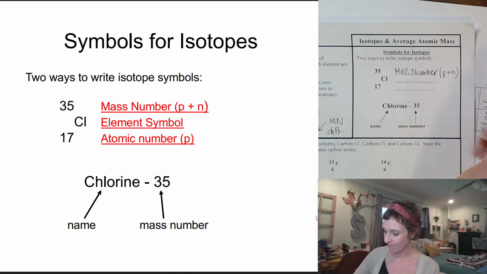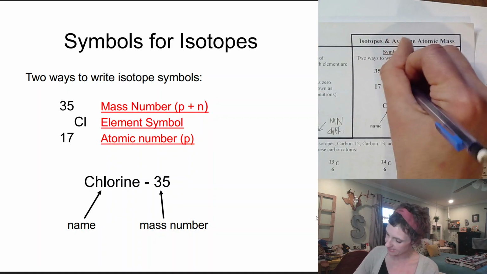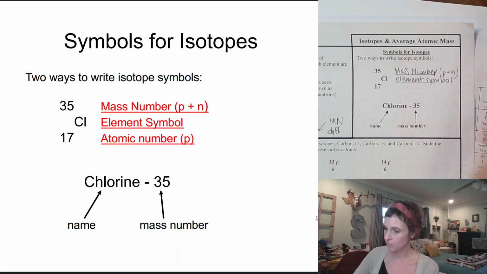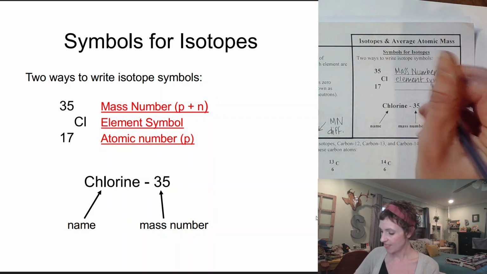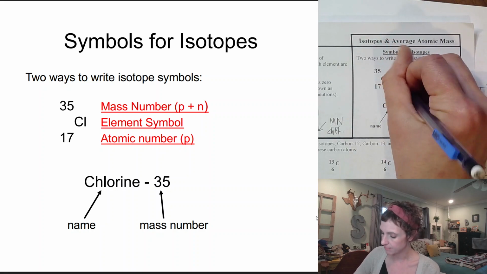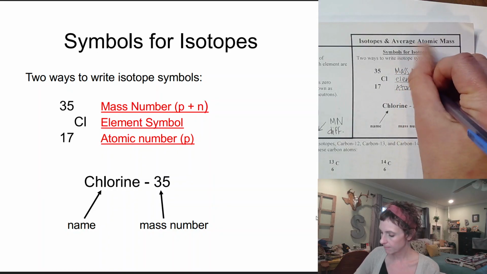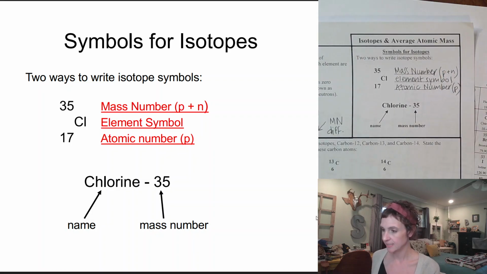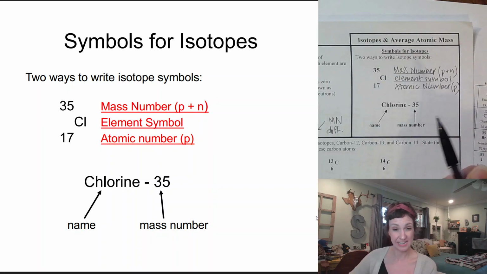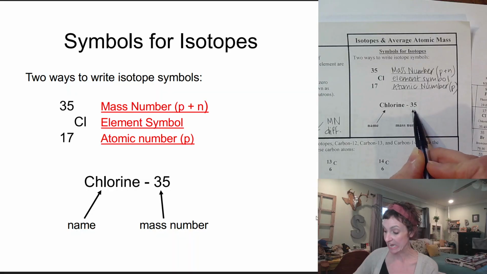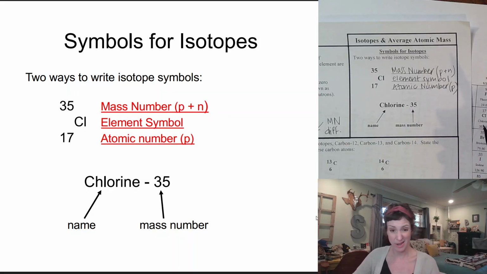And then right here I have my element symbol, which tells me what element I am. And then the last number on the bottom left is my atomic number, which once again is the number of protons, right? Another way to represent information about an atom is to have the name of the atom followed by a dash and a number at the end. That number at the end is the mass number. And that's pretty much it.